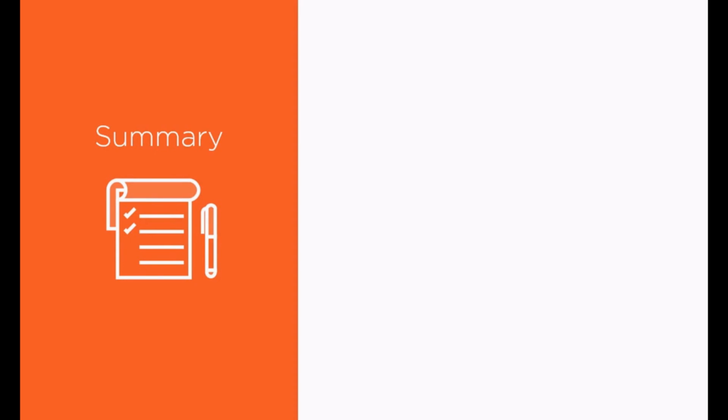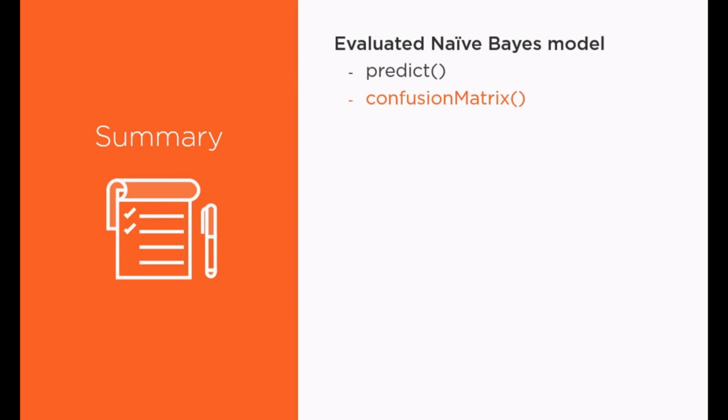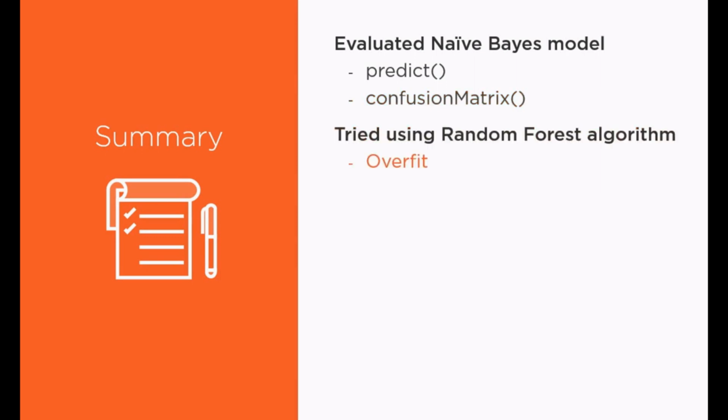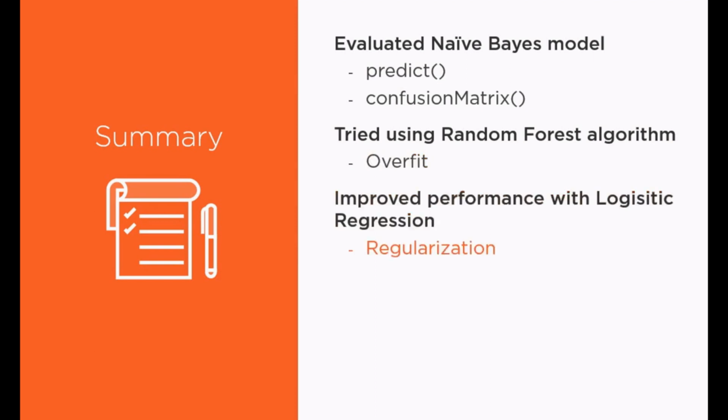In this module, we evaluated the performance of our initial naive Bayes trained model against the data. We did this by using the predict function to generate a prediction of how likely a person was to develop diabetes. We used the confusion matrix and other evaluation functions to review the predictive performance of the model and inform us of areas which needed improvement. We chose to improve the performance by using a different algorithm, random forest. But we ran into issues with overfitting. To handle overfitting, we switched to the logistic regression algorithm which supports regularization.